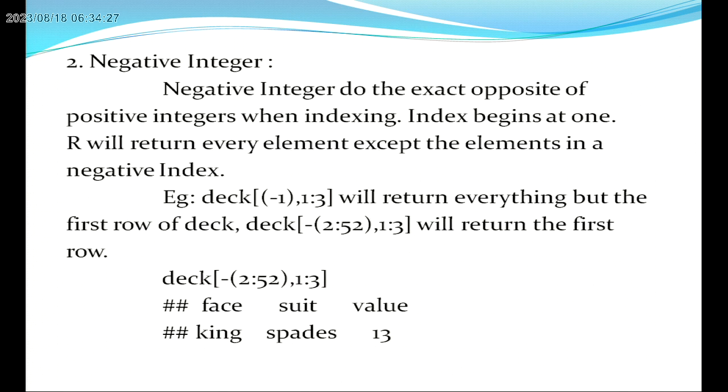Negative integers do the opposite of positive integers when indexing. In another programming language, indexing starts with 0. In the R programming language, the index begins at 1. R will return every element except the elements at a negative index. Example: deck[-1, 1:3] will return everything but the first row of the deck. deck[-(2:52), 1:3] will return the first row. So the last two examples will return the first row of the deck.